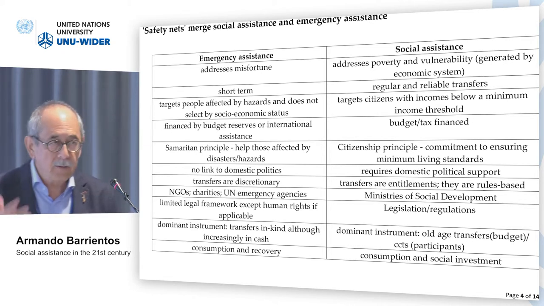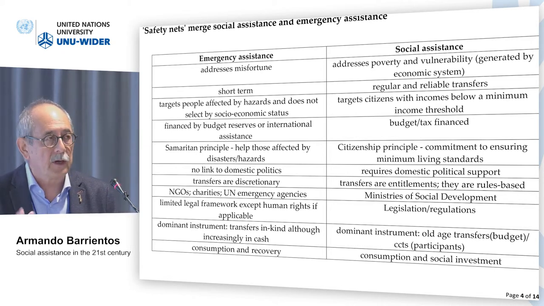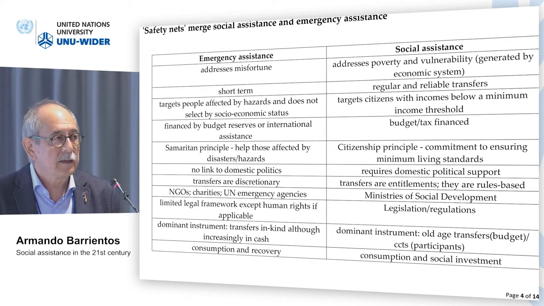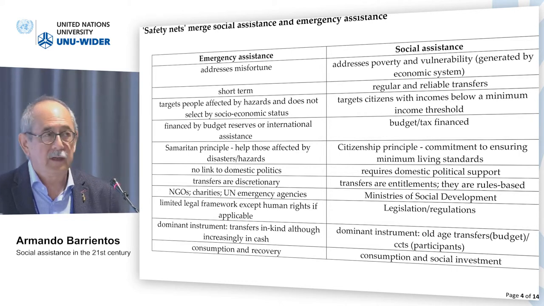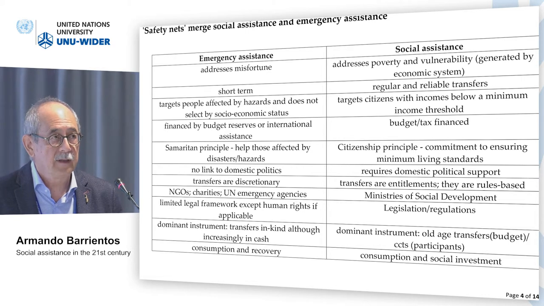Now, I'm not going to take you through a list, but there are a few that are really important. The first one, for example: emergency assistance deals with misfortune. Social assistance addresses poverty and vulnerability, which is mainly related to the economic system, to the consequences of the economic system. In most cases, capitalism, right? So there is a substantial difference in there.